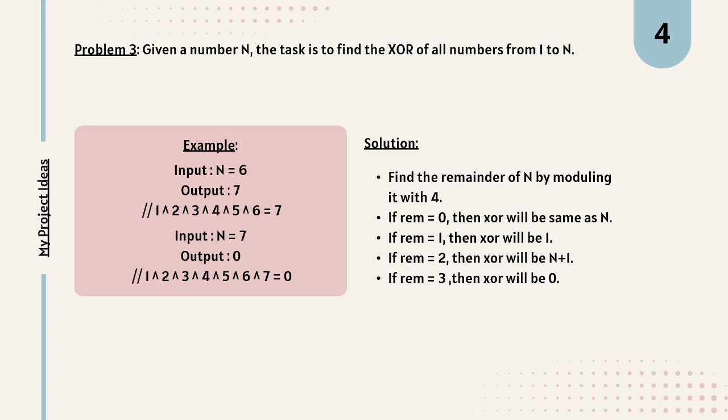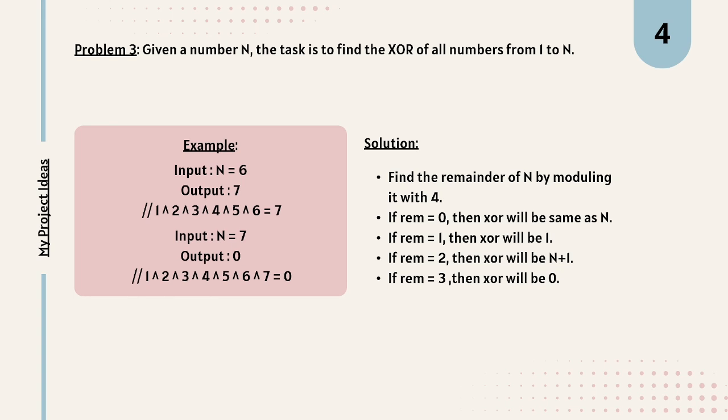You have to find the remainder of n by taking it modulo 4. What's modulo? That's modular division. So find the remainder of n. If the remainder is 0, then the XOR will be the same as the number n. If the remainder is 1, the XOR will be 1. If the remainder is 2, then the XOR will be n plus 1. And if the remainder is 3, then the XOR will be 0. Got it?